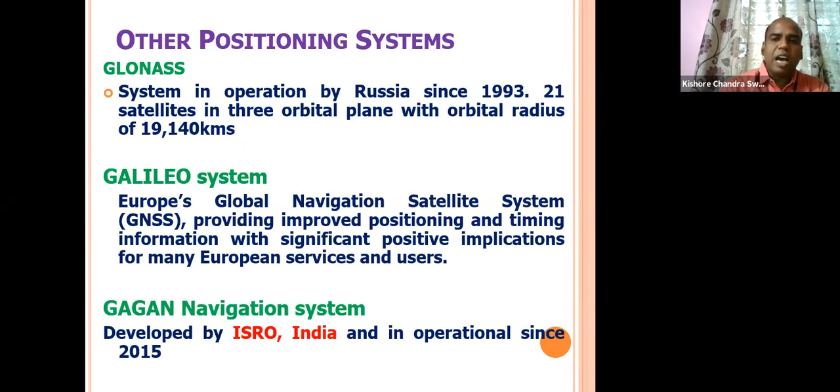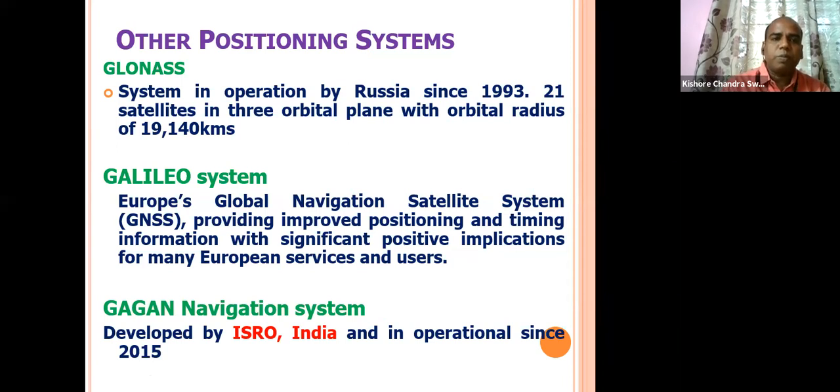There are some other systems. This GPS was developed by the USA, but now we have systems developed by Russia, that is GLONASS, and we have the Galileo system developed by European countries. Even India has developed the GAGAN system, which has been working since 2015. ISRO has developed it, so that we don't have to depend on the GPS system or other systems for our position control.